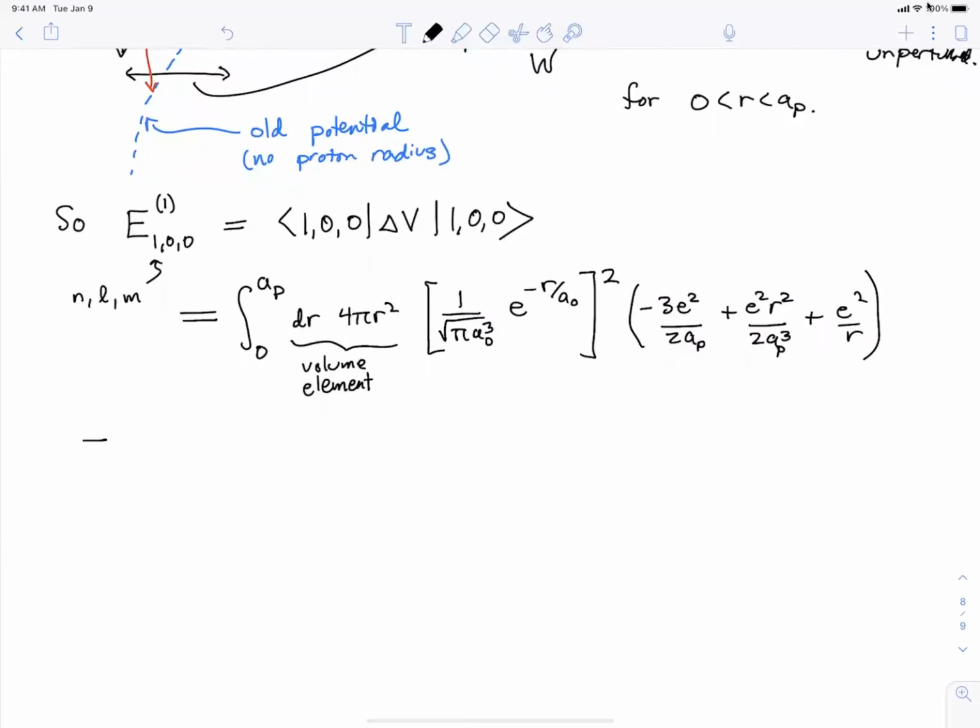Let's just rewrite it by pulling out all the constants. There's 4e^2 over a0^3. Our pi's actually cancel. And then what we're left with is this integral. We have two factors of e to the minus 2r over a0, and then what's left over is again this stuff.